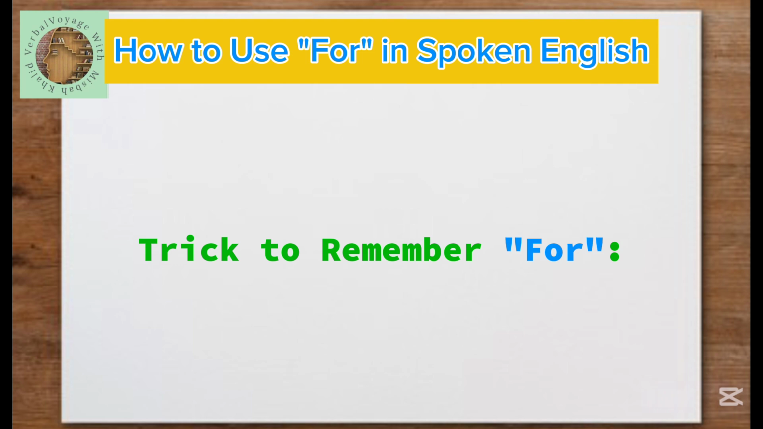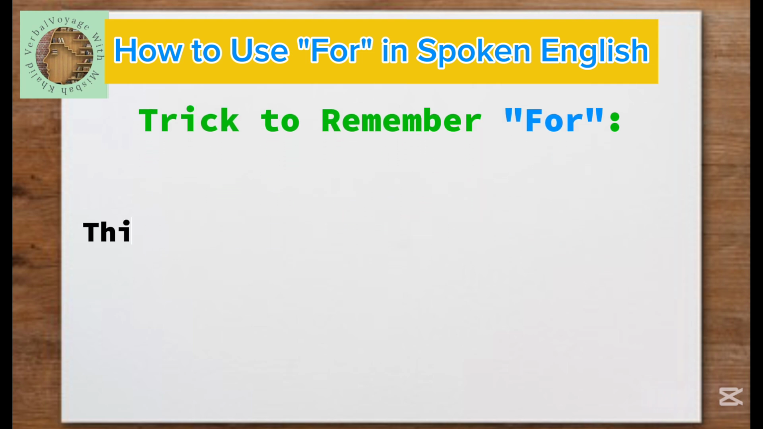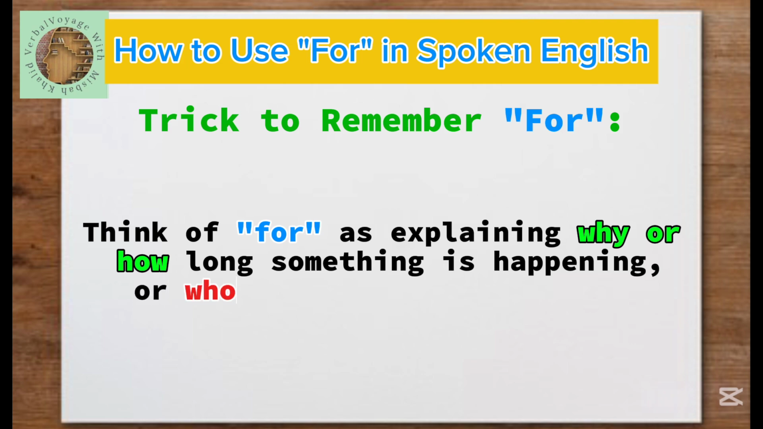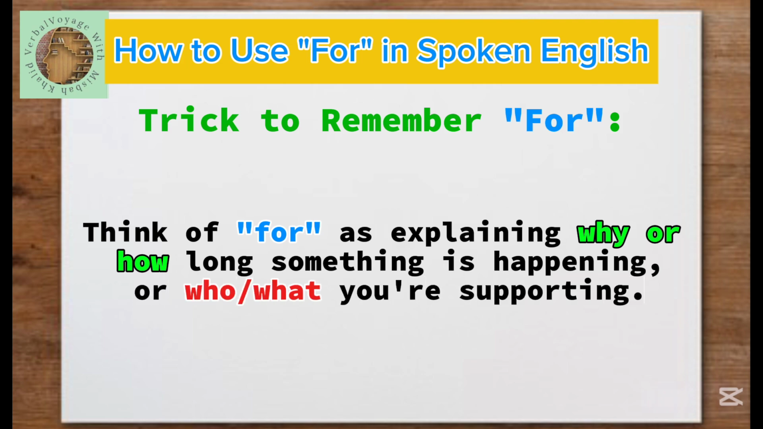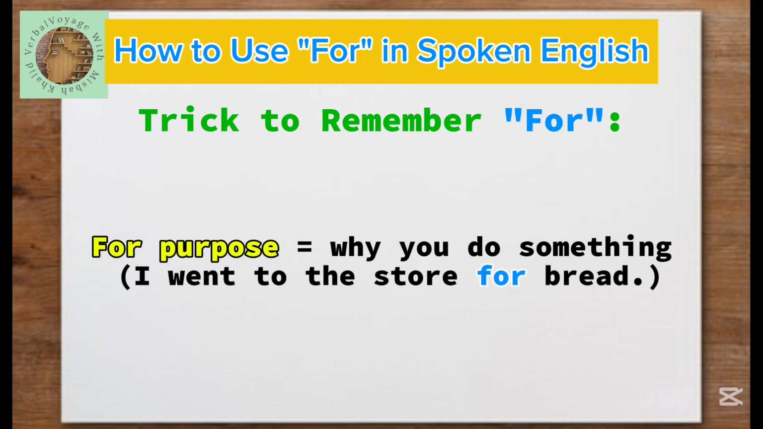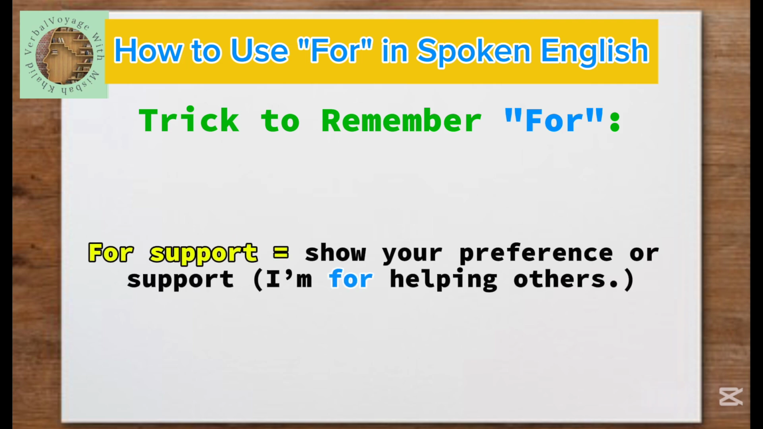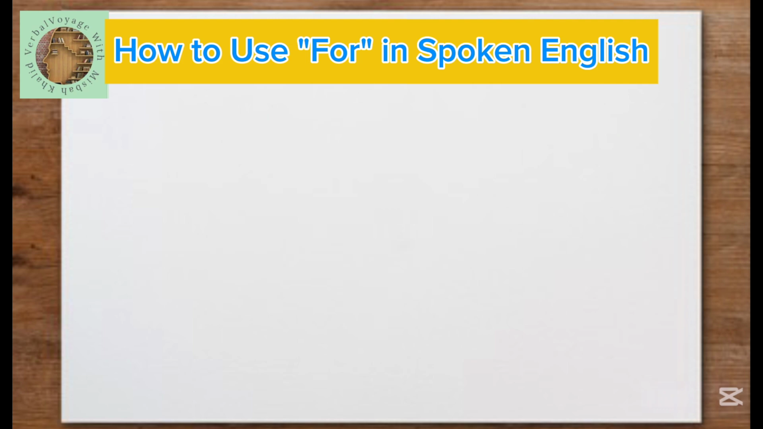Trick to remember "for": think of "for" as explaining why or how long something is happening, or who or what you are supporting. For purpose: why you do something. I went to the store for bread. For duration: how long something lasts. For example, I studied for 3 hours. For support: show your preference as support. For example, I'm for helping others.